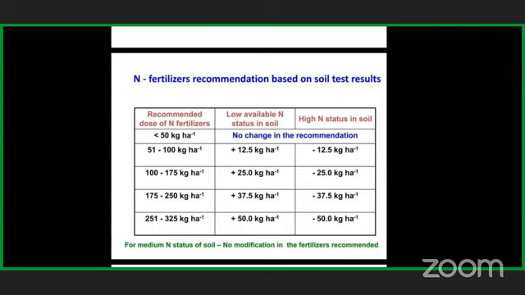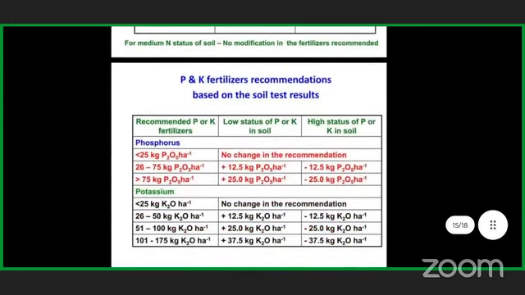So there are some recommendations through which we can see how much we can increase or decrease the amount according to the availability of the nutrient status in our soil. Now, the same applies to potassium and phosphorus fertilizers as well, and you can see this in the chart.